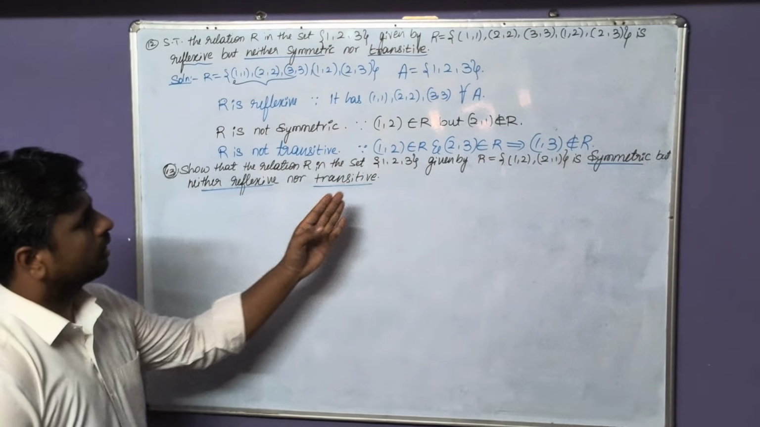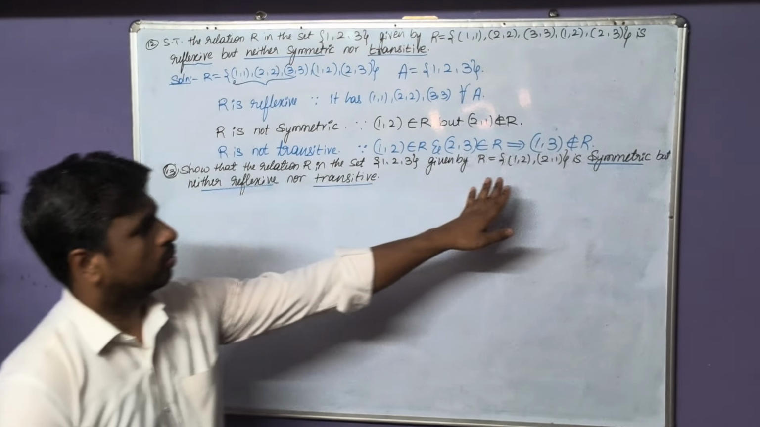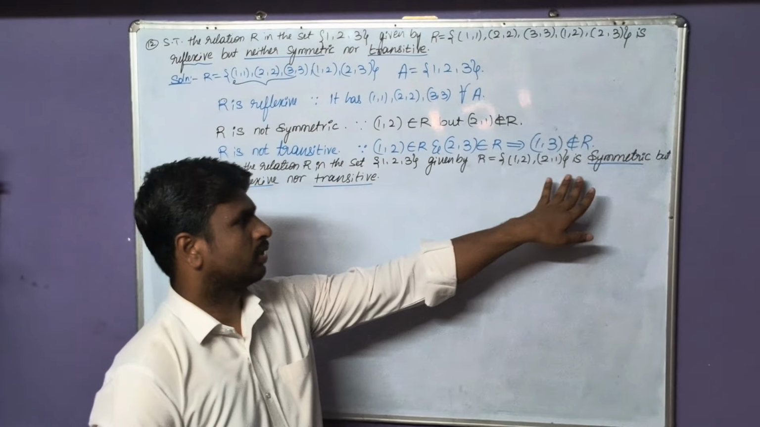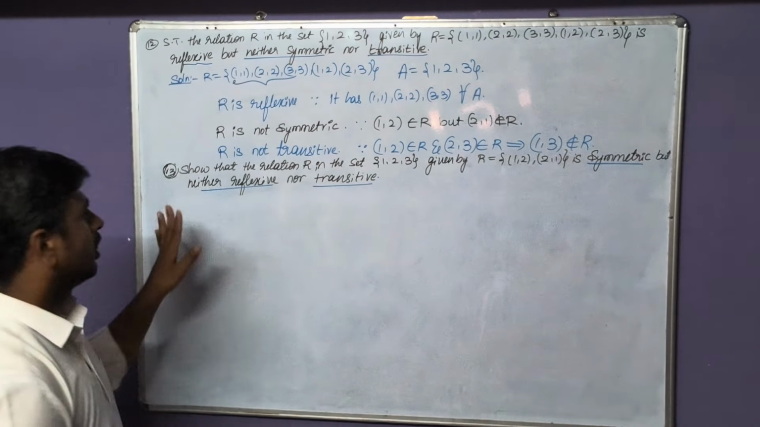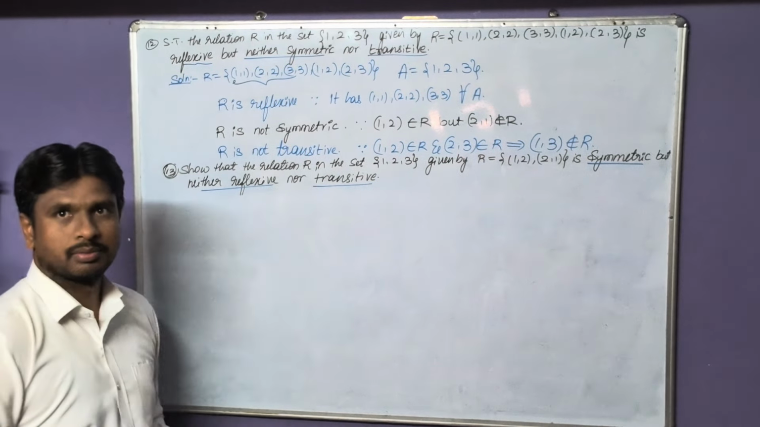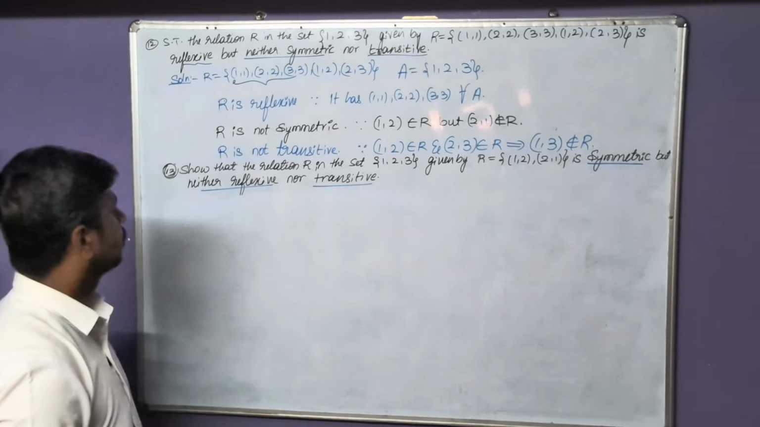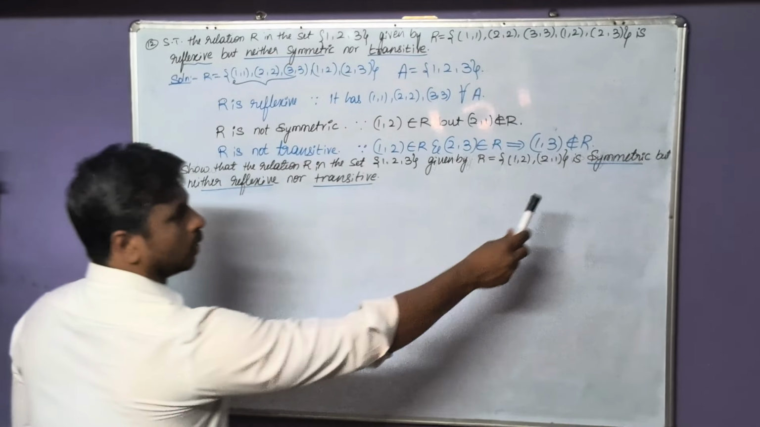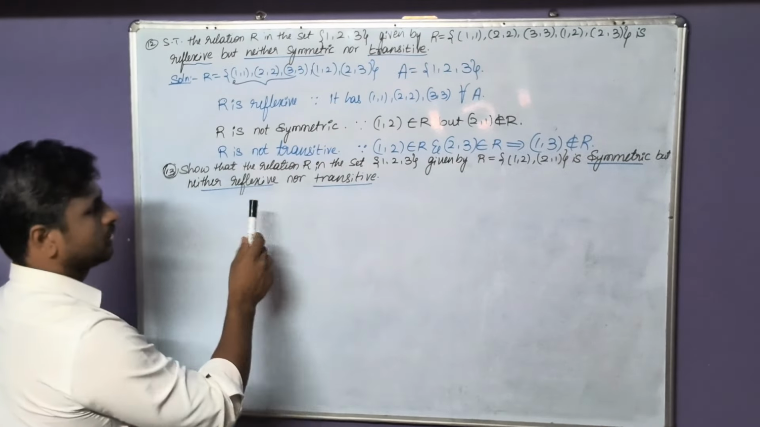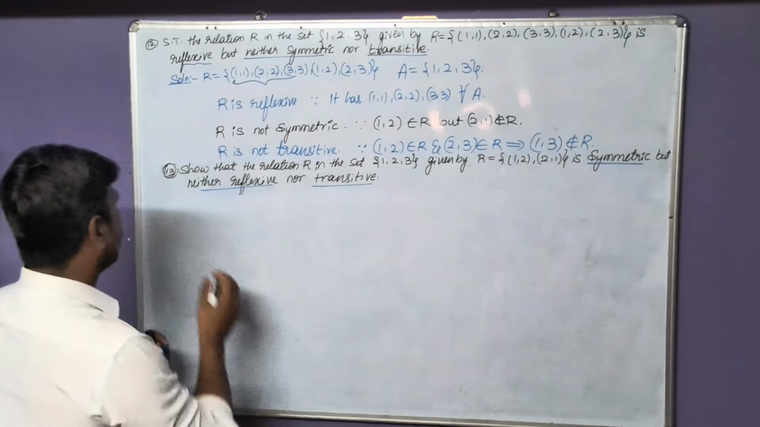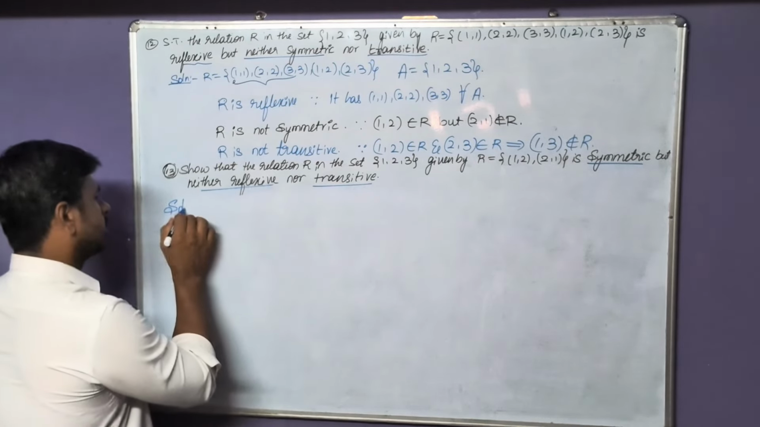Show that the relation R in the set {1, 2, 3} given by R = {(1, 2), (2, 1)} is symmetric but neither reflexive nor transitive. This is what we have to prove. We need to prove that the given relation is only symmetric, but it is not reflexive and not transitive. Now to prove this, let us consider the given relation.